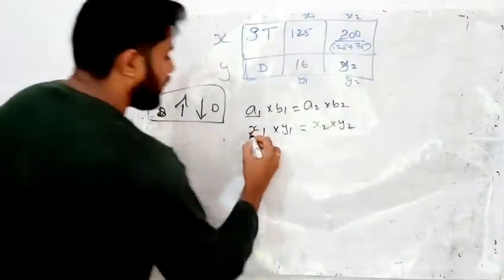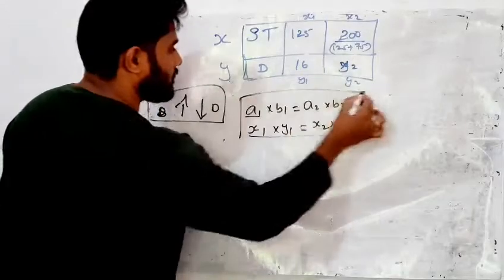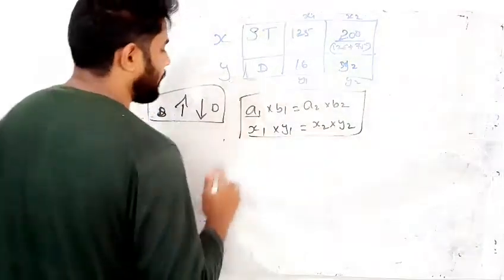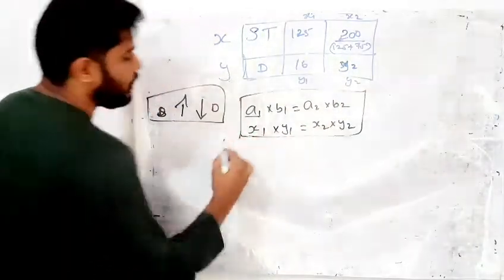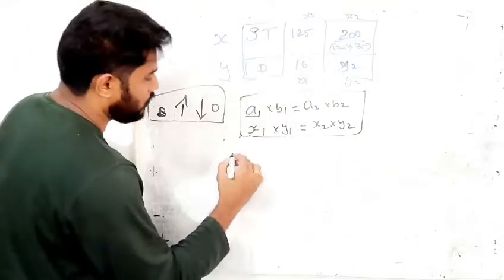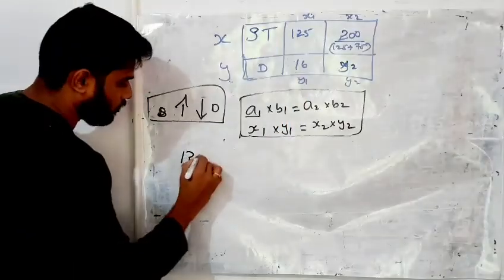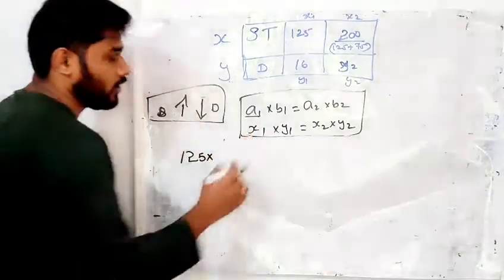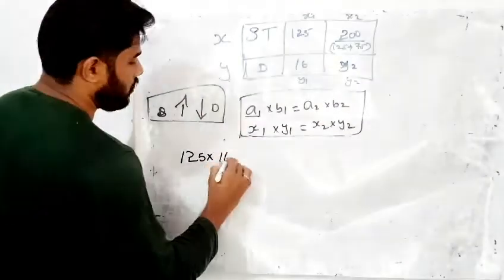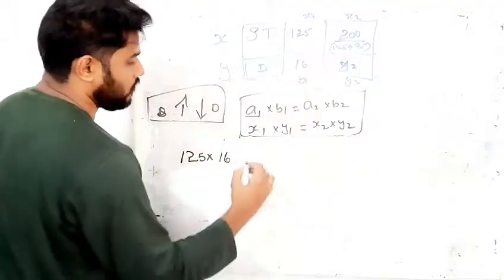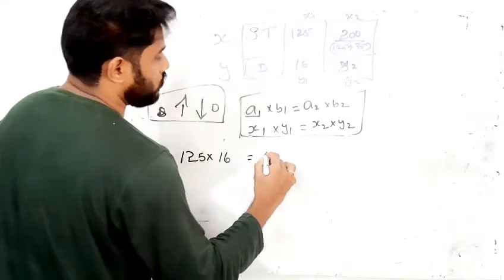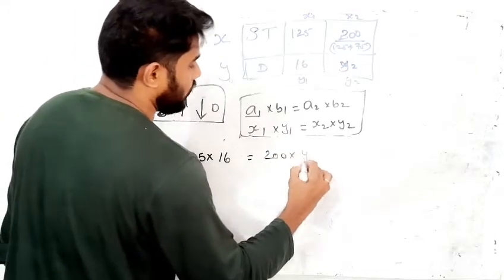Here we can give the values. The variables are just changing. What is x1? X1 is 125. 125 into 16, that is y1, which is equal to x2, 200, into y2, which we don't know.